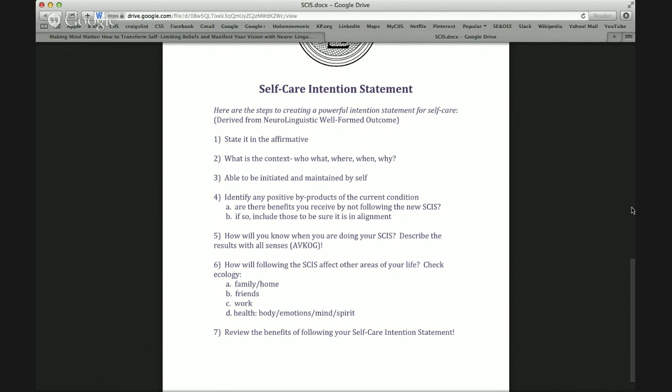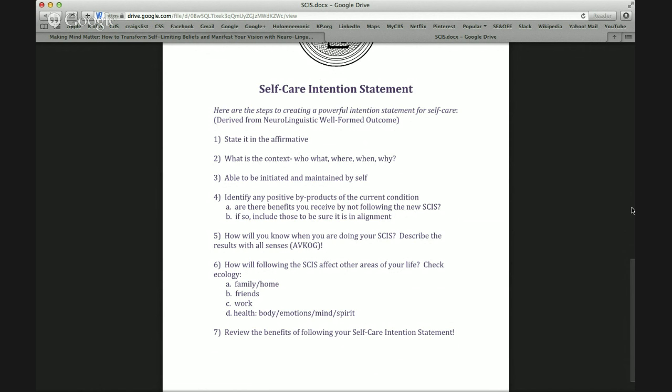So the second thing is, what is the context? We were talking about context reframing, right? So what is the context? It's really important that we know what we're talking about in terms of the context. So who, what, where, when, why, right? All of these things. What is the context for what you're trying to bring forth?